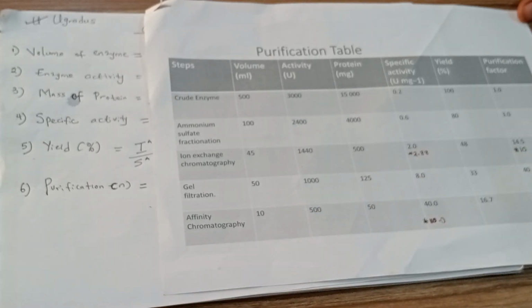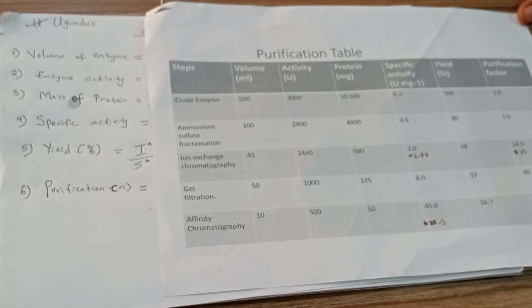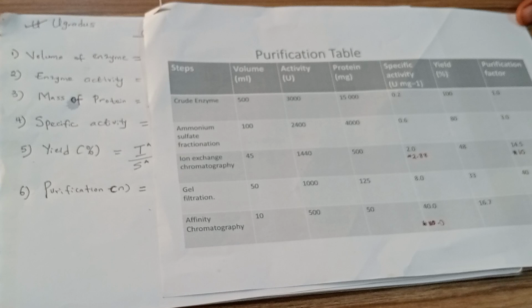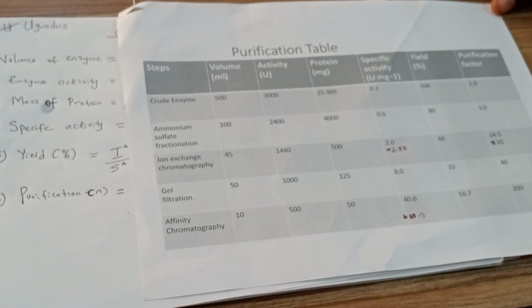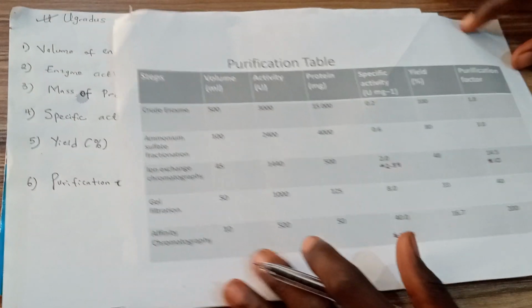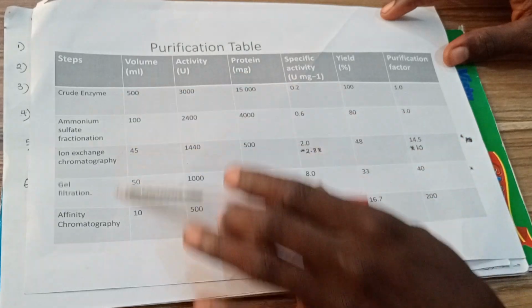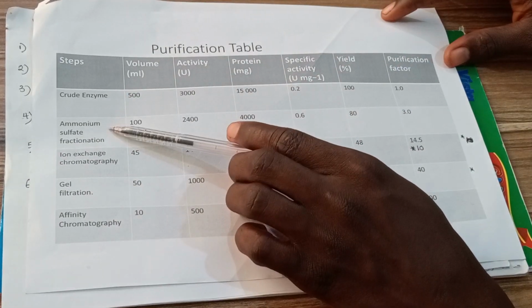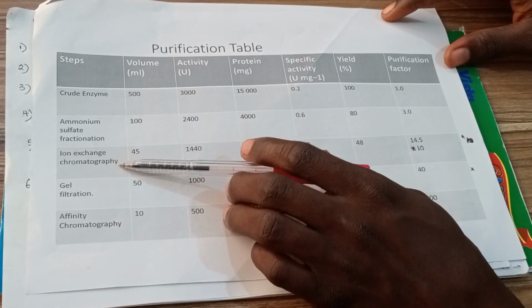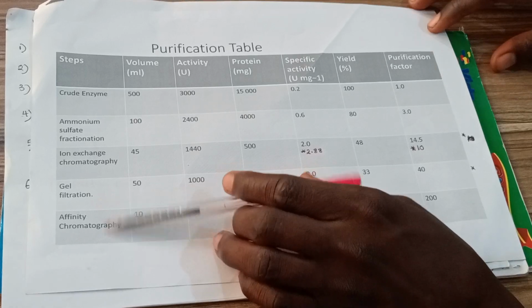In this video, I'm going to be teaching you on the purification table as far as enzyme purification is concerned. This table is very important because it gives the overall summary of whatsoever happens in a purification process. As we have it in this sheet, you notice that we have different types of purification steps: crude enzymes, ammonium sulfate fractionation, ion exchange chromatography, then gel filtration, and affinity chromatography.